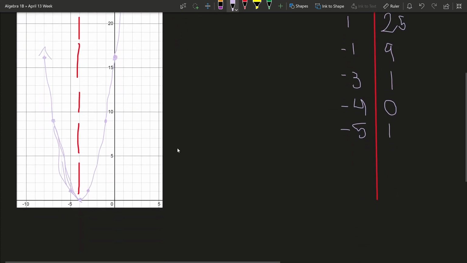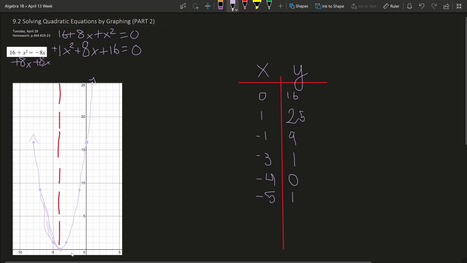All right, so by graphing, we were able to figure out that our vertex and our 0 are at the same place. So our 0 is equal to -4.